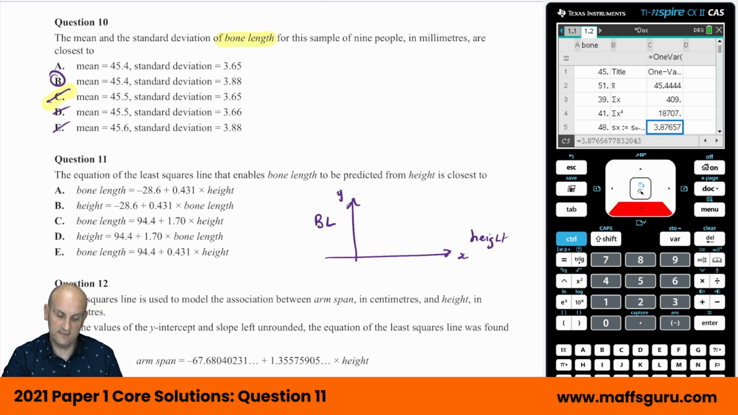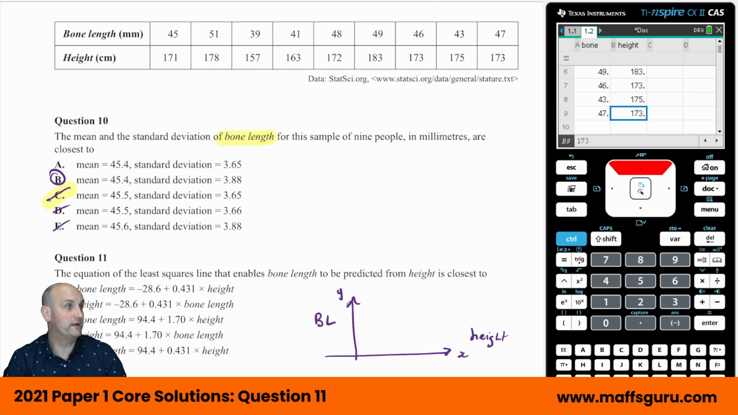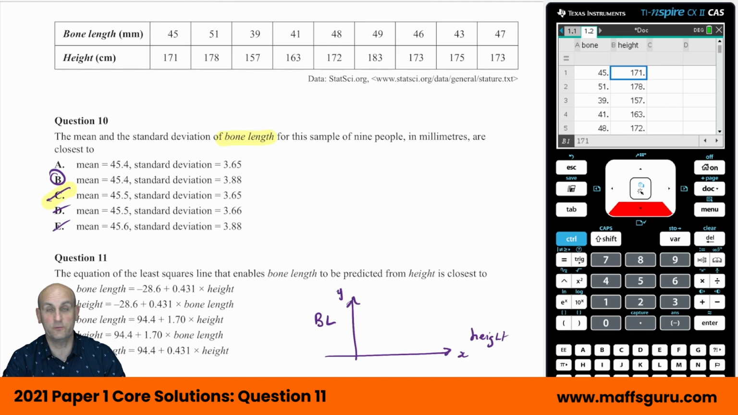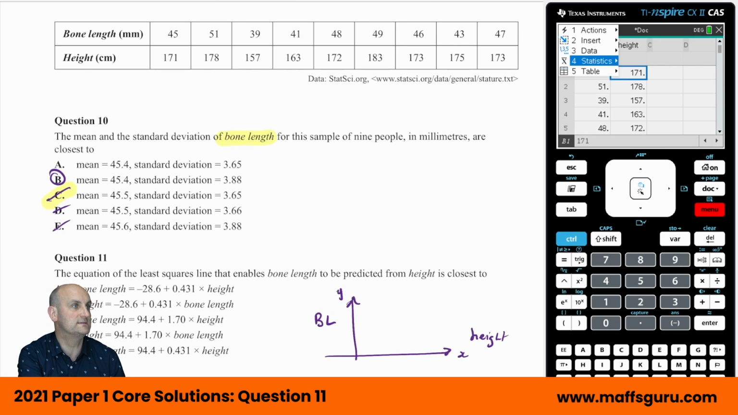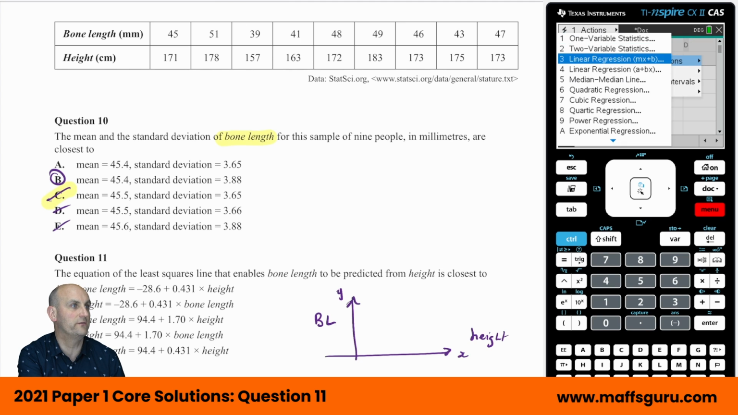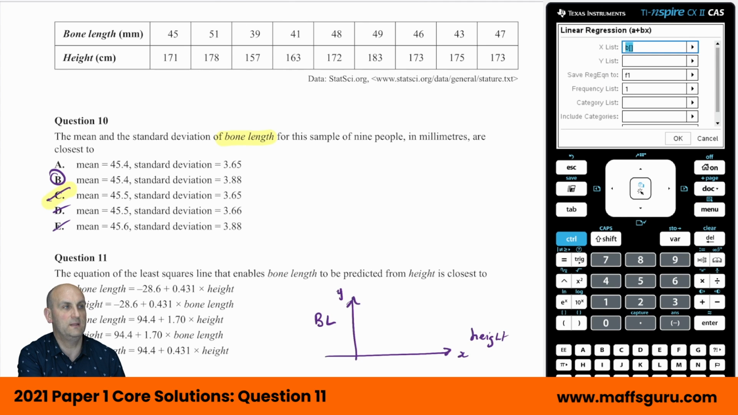What do I need to do? I need to put that information back in my calculator and then get it to do a regression analysis. Okay, so once again, there's my data in: 173, 175, 177, 183, 172, 163, 157, 178, and 171. And again, I check these as a matter of course. There is nothing worse than losing a mark because I've just typed something in wrong. So again, what are we going to do? Menu, statistics, stat calculations. Let's do linear regression A plus BX.